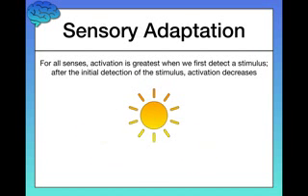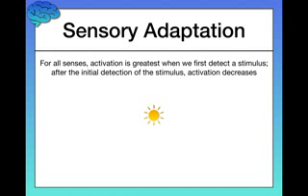Other principles, sensory adaptation. This is the idea that for all senses, activation is greatest when we first detect a stimulus, but after that initial detection, if we encounter that stimulus more or are in the presence of that stimulus for longer, activation tends to decrease. Now ask yourself, if you've watched any of my prior videos, what does sensory adaptation remind you of? Well, if you said habituation, congratulations, gold star to you. That's right. It's basically habituation applied specifically to the realm of sensation and perception. Habituation states that you respond the greatest to a stimulus upon first encounter with that stimulus. And then over repeated exposure to that stimulus, your responses tend to decrease. Same sort of idea here, except at the level of the sense organs sensing stimuli from the outside world.